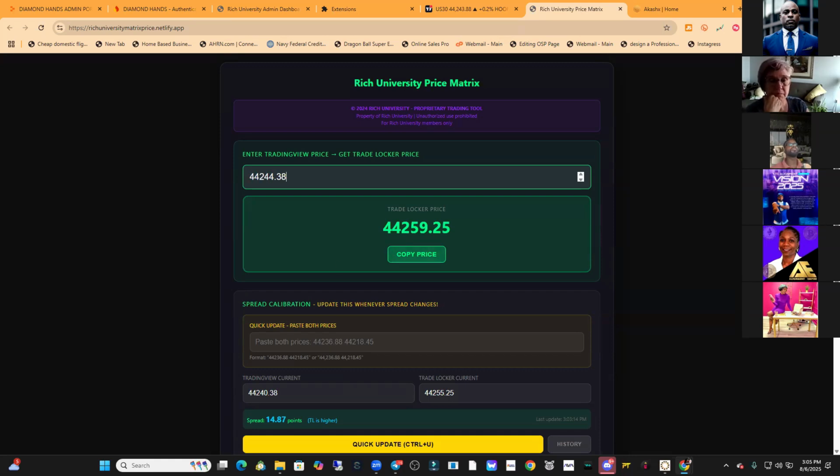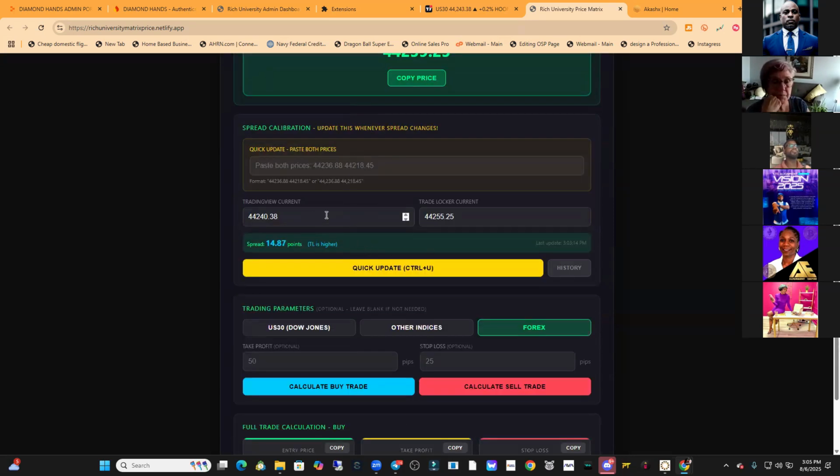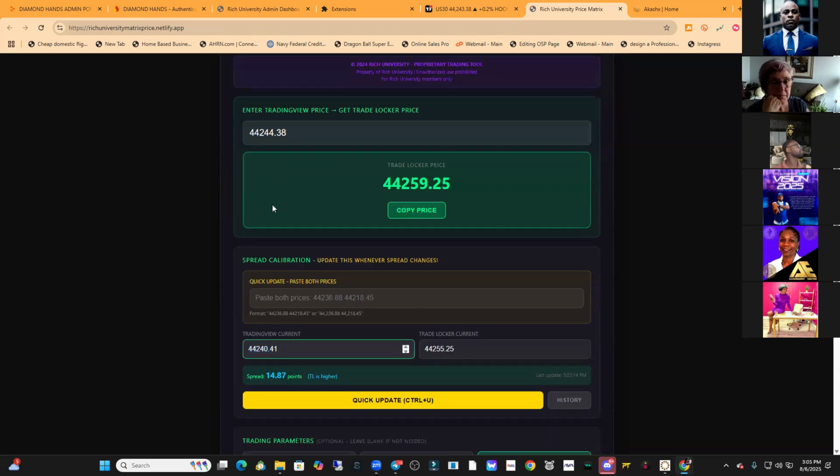Nope, the spread is different, so I will have to go in there and calculate. Let me go change this actually. This tool will only be for US 30 now that I'm looking at it, because it's not calculating the correct price. Let me go back here real quick.